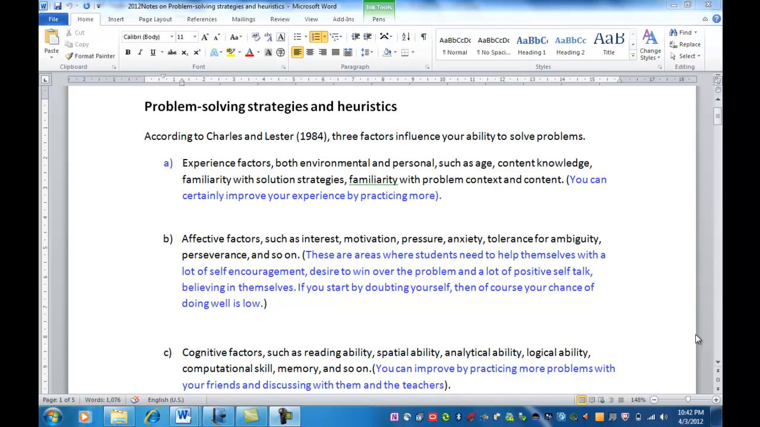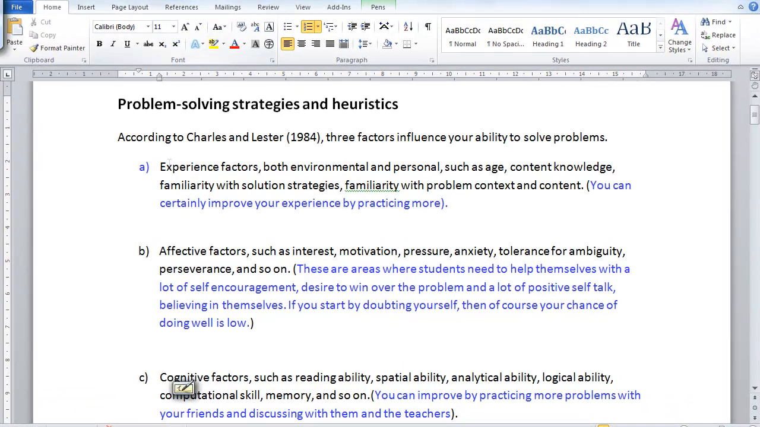According to Charles and Lester, there are three factors that influence your ability to solve problems, mainly experience factors, which include factors such as your content knowledge, which you can accumulate by studying hard, the familiarity with solution strategies, familiarity with problem context and content. Now, this can be improved with practicing and exposing yourself to more questions.